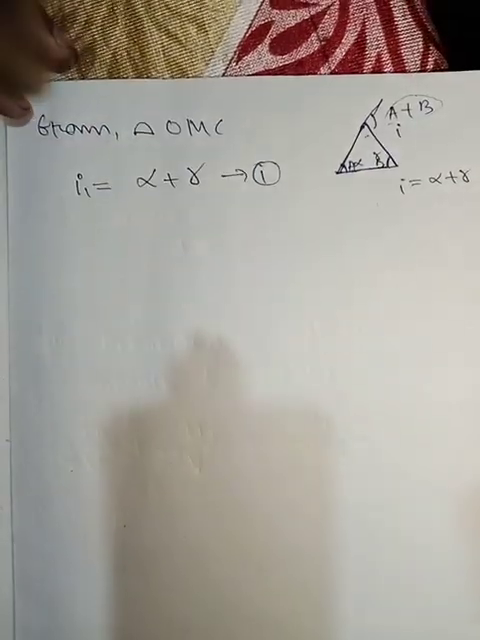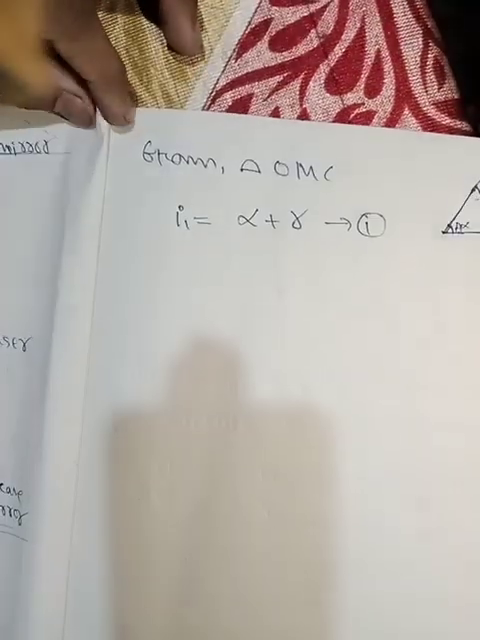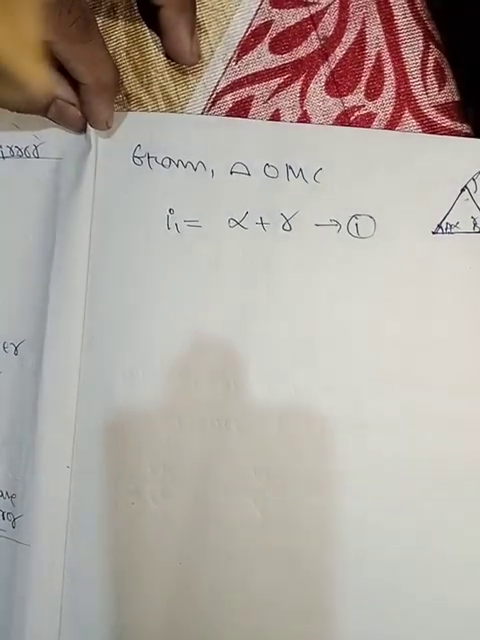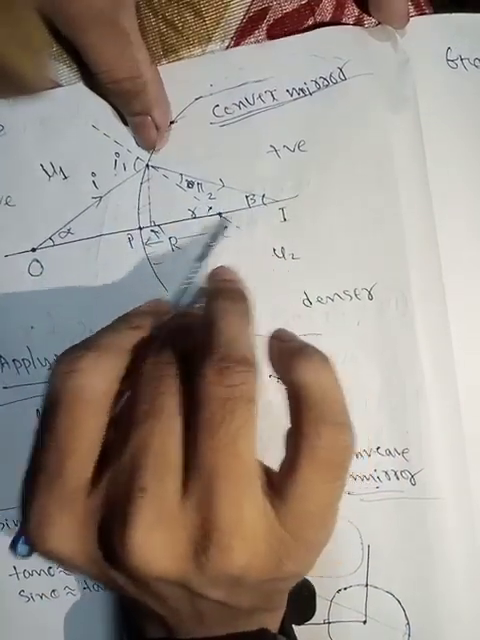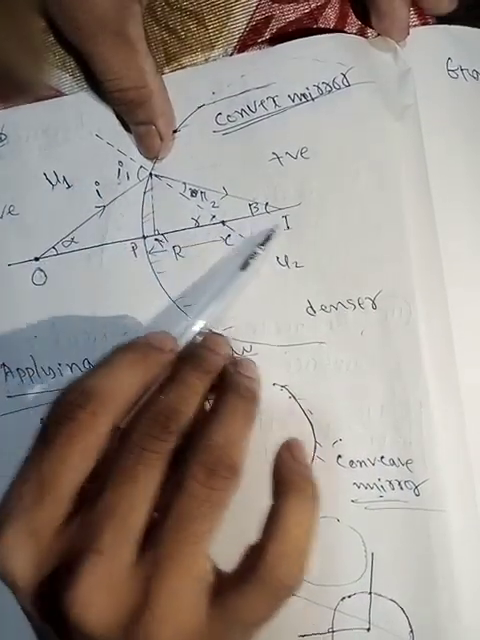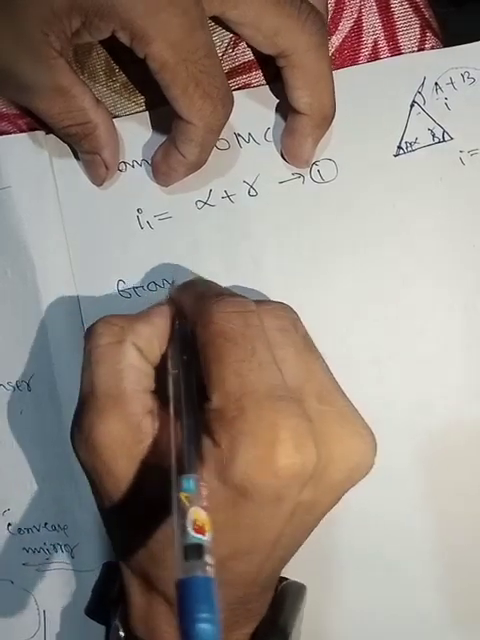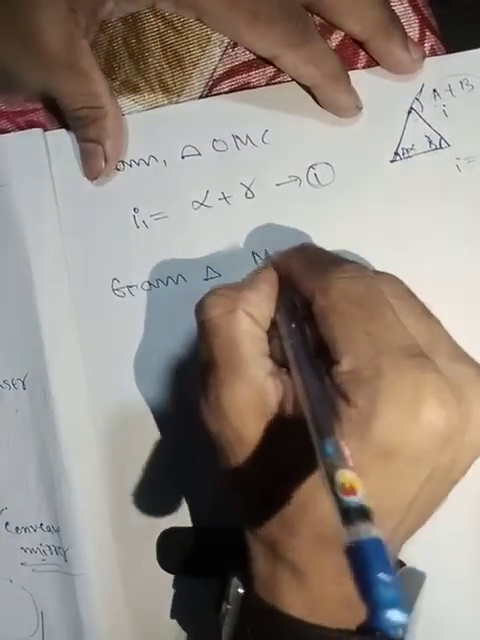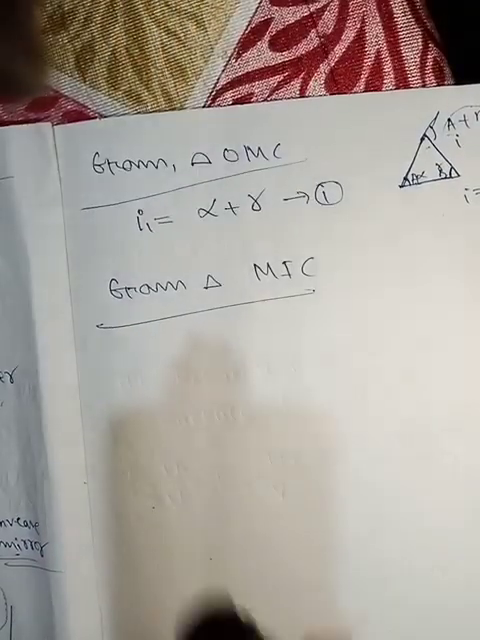To derive further, we need to take another triangle, and the triangle is MIC. You can see here MIC. This is another triangle. From triangle MIC, another triangle.